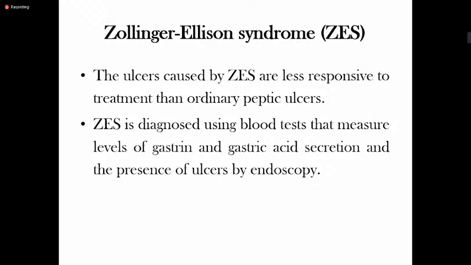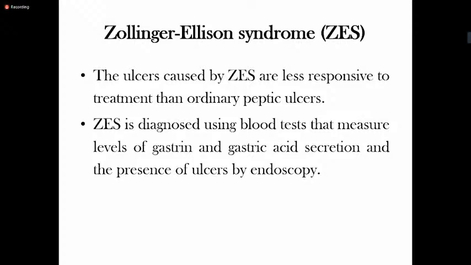So a majority of the time, people who present with peptic ulcers may be given traditional or classical treatment, but these patients do not respond to this. It's diagnosed by using blood tests that measure levels of gastrin and gastric acid. Okay, so gastrin and gastric acid, and this usually is done through an endoscope.